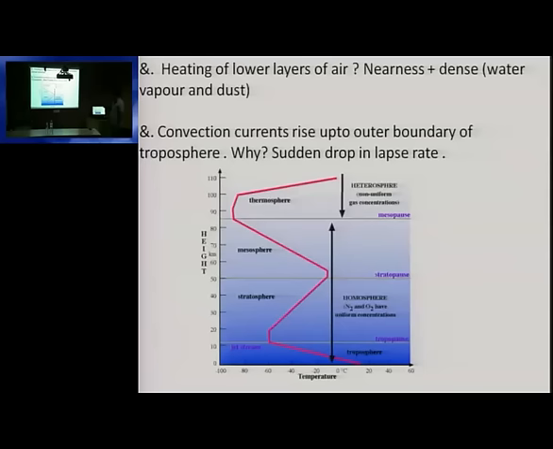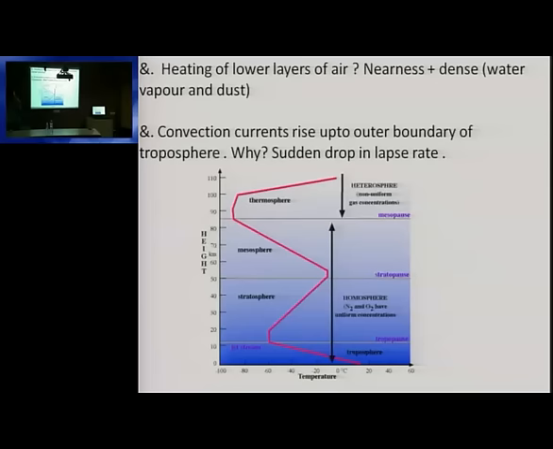Heating of the lower layer of the atmosphere is basically not because of nearness to the source of the heat, but because of the presence of water vapor and dust particles. Suppose, for example, this is a surface. There is sun insolation, short wave, reflected, long wave, you all know. But imagine there is nothing to capture the outgoing insolation, there will be no heat trap. The capturing of heat will be zero. So if you say the heating takes place here because of nearness to this reflecting surface, that is not so right.